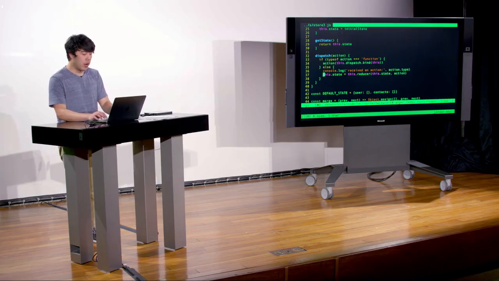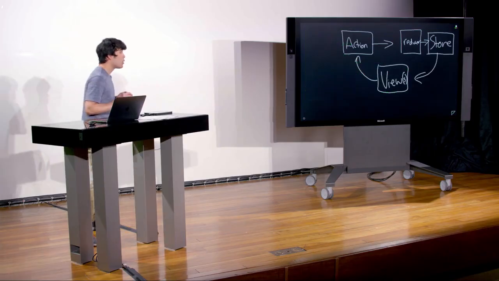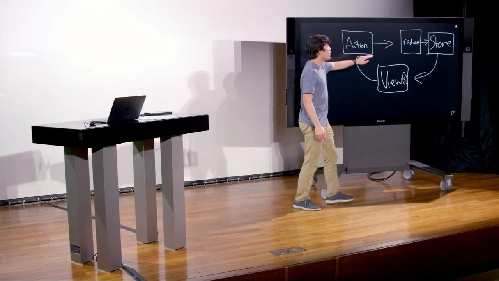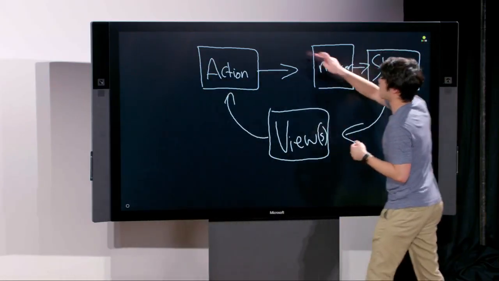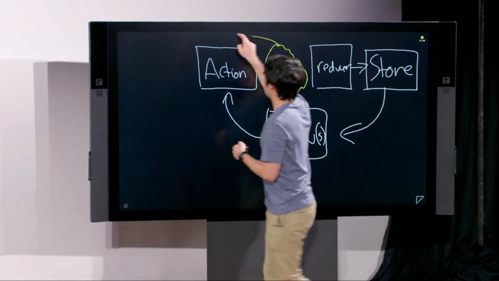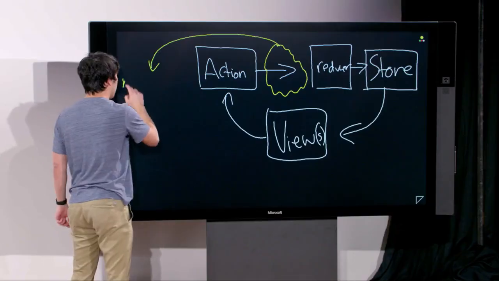And so the way Redux actually works is as follows. So you get an action, and before it's passed to the reducer, we actually have an opportunity to mess with the action. And what that is, it's called middleware.